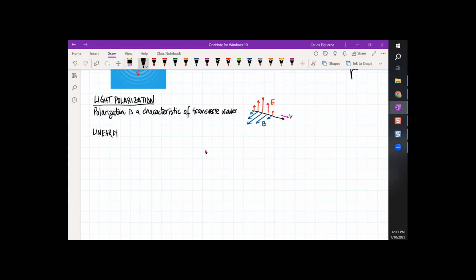Now, linear polarized waves have amplitudes that point in a particular direction. So these waves point in a particular direction.